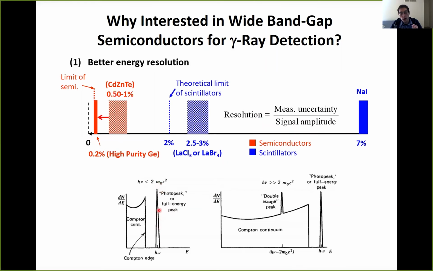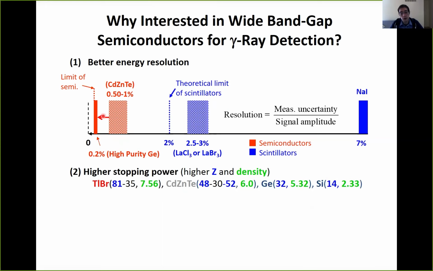What we deal with is semiconductor-based. Currently, we are at less than 0.5% with CdZnTe. But because of the statistical physics nature of the detector, we can push it down all the way to around 0.2%, but we have yet to get there. And we will explain why it is quite difficult in the next few slides. Another reason why we are interested in semiconductors is because they tend to have higher Z or higher stopping power.